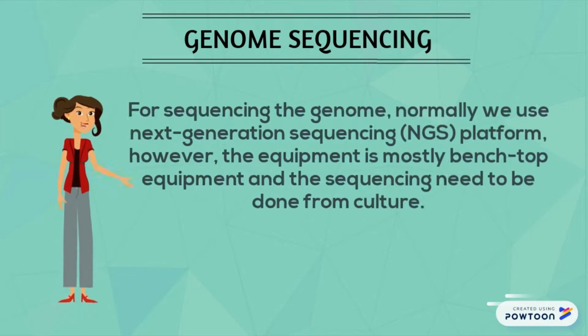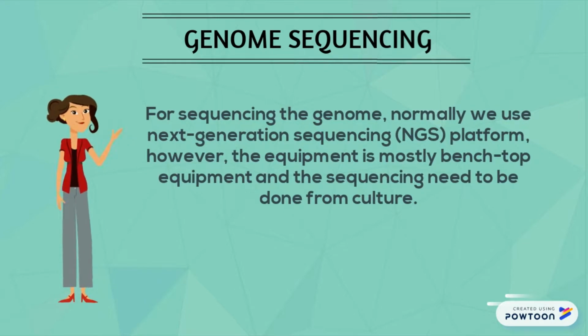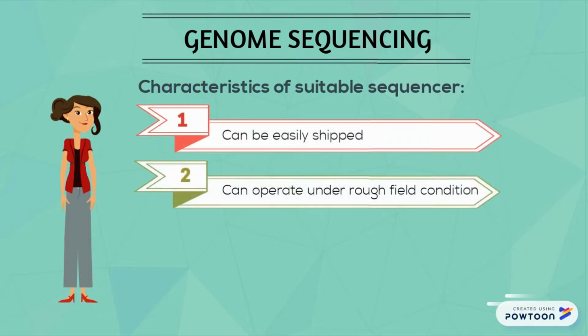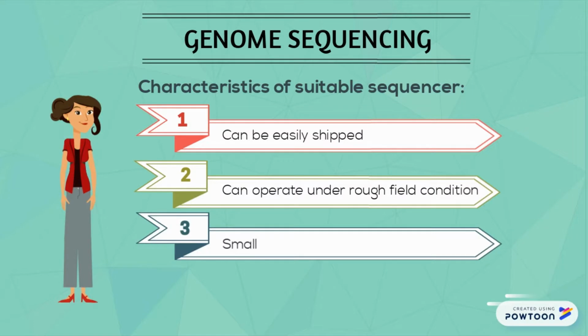The first one is genome sequencing. For sequencing the genome, normally we use a next generation sequencing platform, but the equipment is mostly benchtop and the sequencing needs to be done from the culture. The characteristics are: can be easily shipped, operates under rough field conditions, and small.